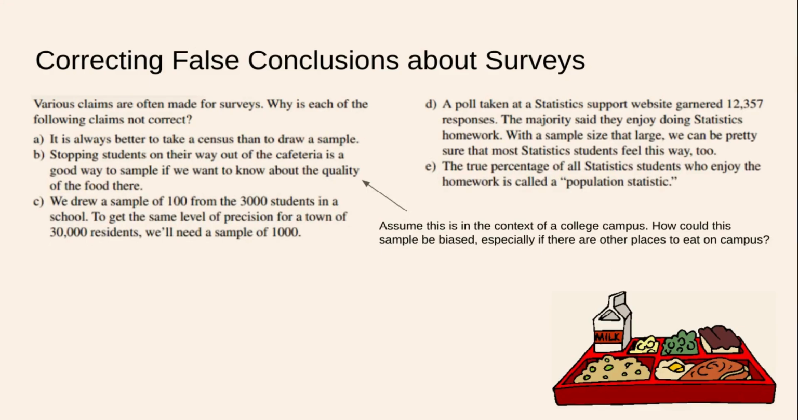Here are some questions to get you thinking about the content we've discussed thus far in Chapter 11. Various claims are often made for surveys. Why is each of the following claims not correct? So let's look at letter A. After I'm done reading letter A, I'll give you some time to think about it, and then I'll reveal the answer. Letter A. It is always better to take a census than to draw a sample. What do you think about that statement? Think about it, and then unpause the video when you've given it some thought.